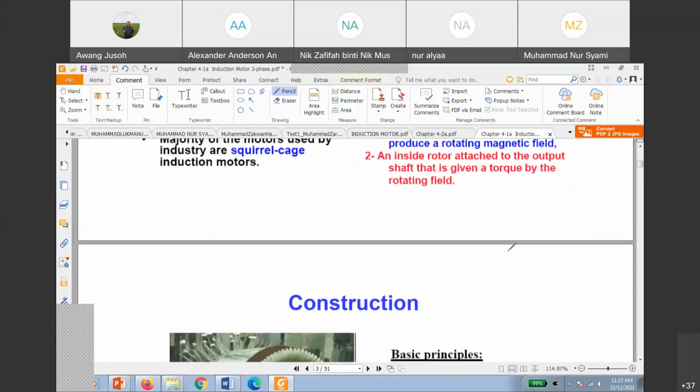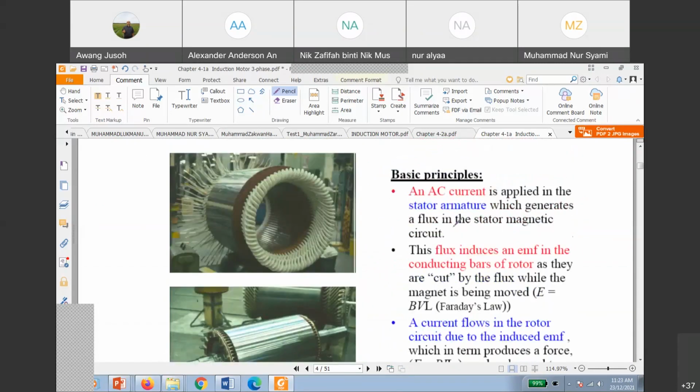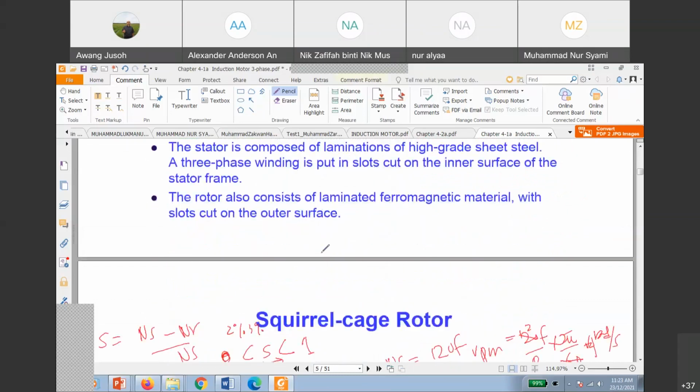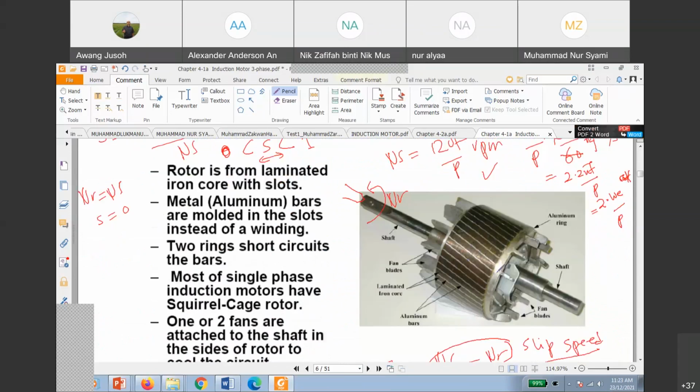I hope we have some idea about the machine now. First, we can talk about the principle of operation. Construction we know briefly, and this is the structure of the squirrel cage rotor.